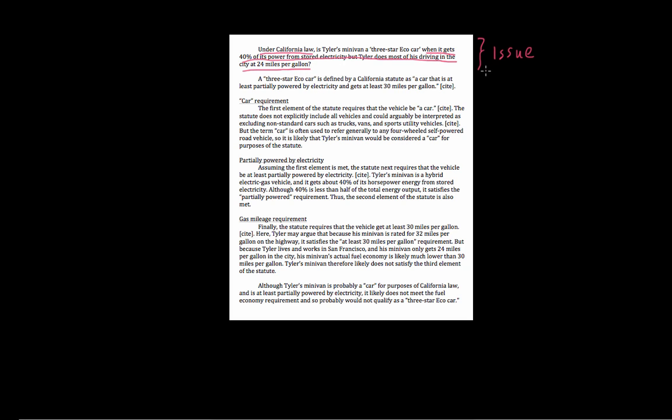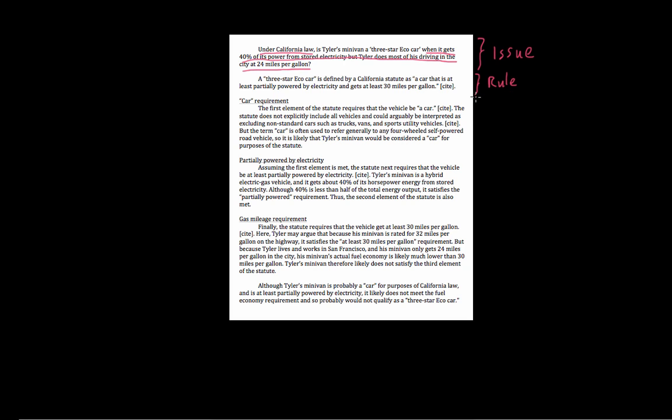Now, after the issue in IRAC comes the rule. So this is our rule right here. A 3-star eco car is defined by a California statute as, quote, a car that is at least partially powered by electricity and gets at least 30 miles per gallon. And in brackets here I noted that we have to give a citation for this rule. But as I said before, it isn't enough in IRAC to just give the citation. We have to give the rule itself, or at least the relevant portions of the rule itself, so that the reader can see for himself whether this rule applies.